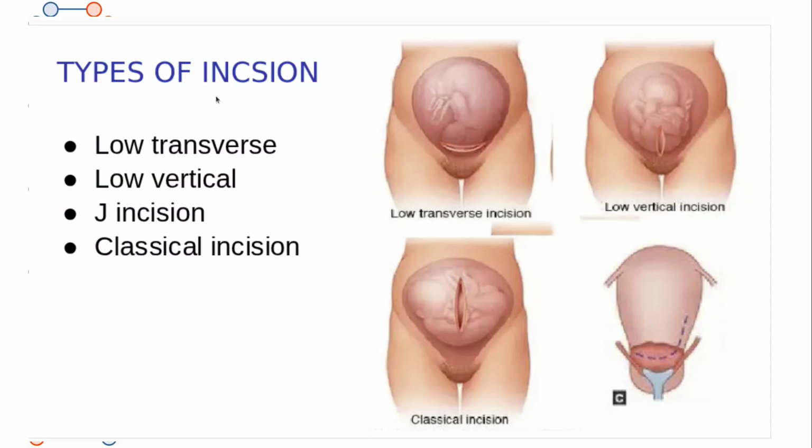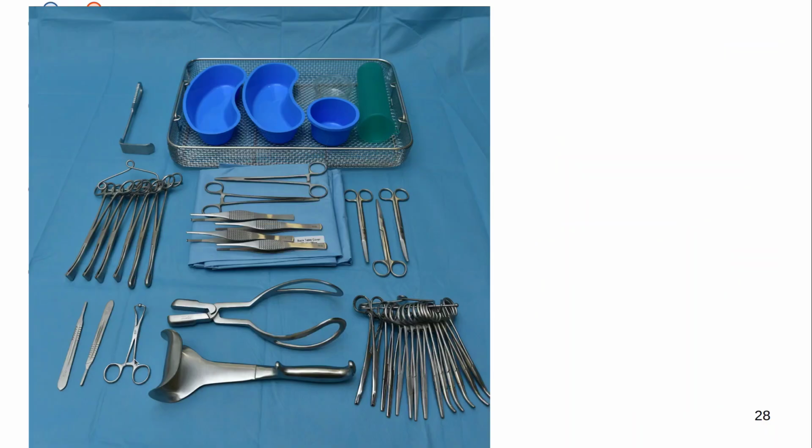Next question is types of incision. In LSCS, there are different types of incisions you can see here. First one is low transverse incision. Like this, low transverse incision is given. Low vertical incision is given. Classical incision, commonly done for general abdominal surgeries. Another one is J incision, where the incision is given in the shape of J. So low transverse, low vertical, classical incision and J incision. These are the types of incision.